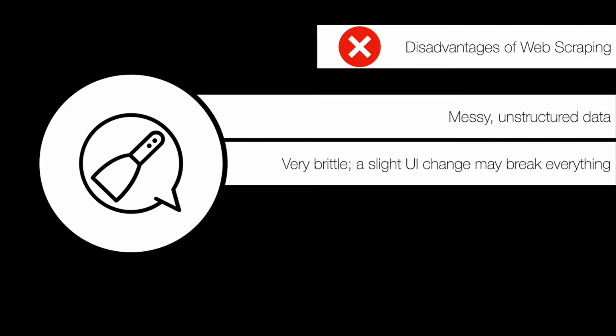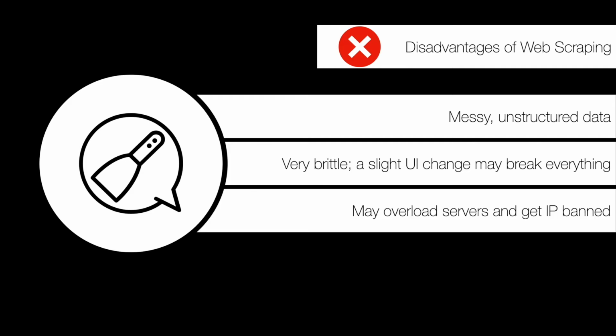In addition, web scraping also tends to be very brittle, meaning that since you may have to parse HTML content in order to extract the particular pieces of the data that you care about, a slight UI change or a change to the way that information is presented could break everything in your scraper, depending on how your scraper is working.